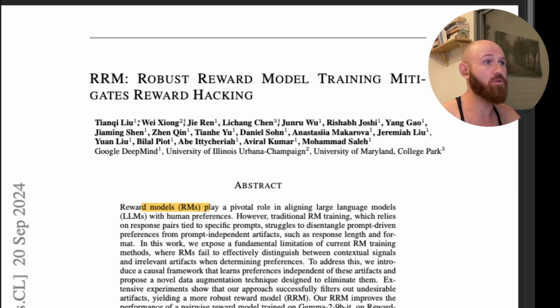And sometimes LLMs do what's called reward hacking. When they're trained to improve, they sometimes focus on irrelevant details like response length or the formatting, and then they're tricking the system into giving them better rewards. You can imagine a student writes a longer essay or paper just to impress the teacher, but doesn't actually improve the content. So what they propose is called RRM. It's a robust reward model in order to solve this.